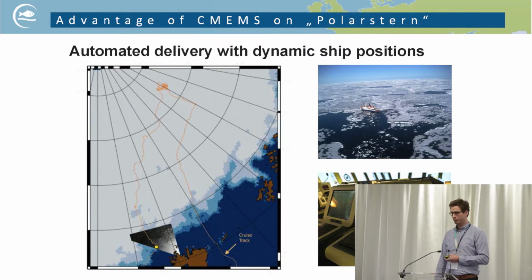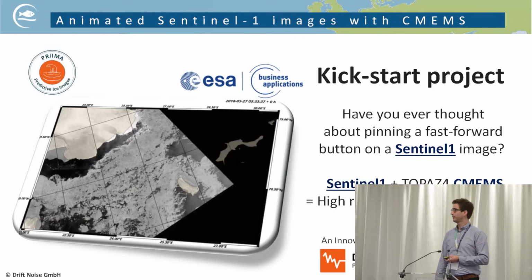So one method could be to warp the image driven by the Topaz 4 data. So you see that the Sentinel-1 image is like simulating a high-resolution ice forecast by taking the CMEMS forecast data. And then, just with the human eye, you immediately get the dynamics of the ice cover without any complicated analysis.